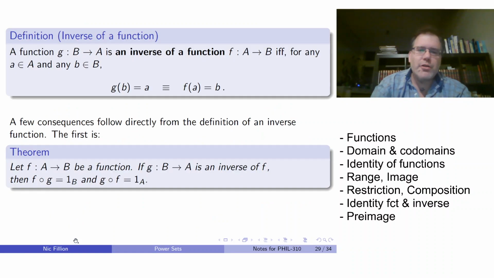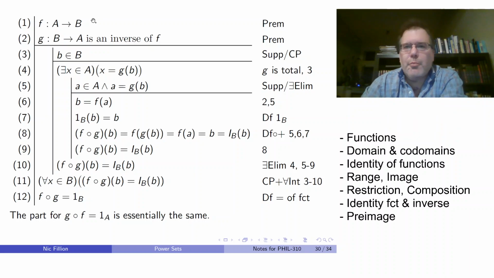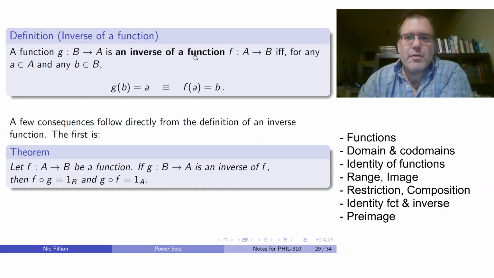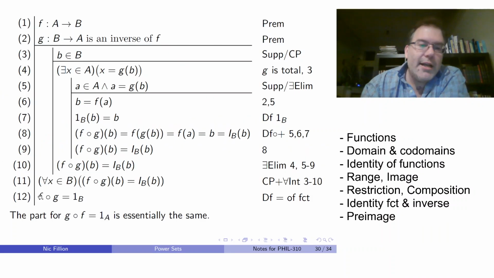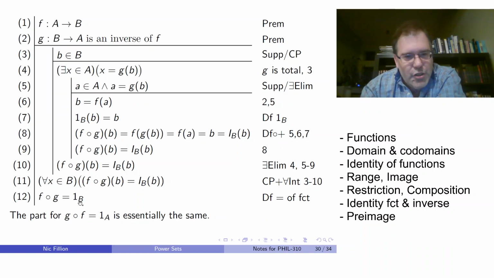So the first thing I'm going to do is show that F is a function, G is an inverse of F, and then I'll show the first identity, and the second is pretty much the same, so I'll just show the first one. So our premises are F is a function from A to B, and second, G is a function from B to A, and also it's an inverse of F. So that means that we're going to be able to use that part of the definition in our argument. And our last line is F after G equals the identity function on B.